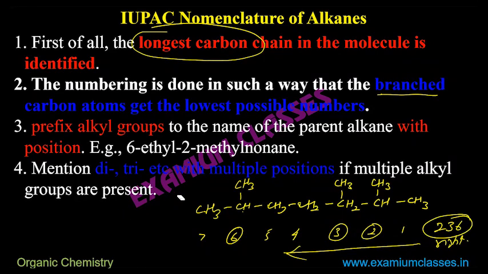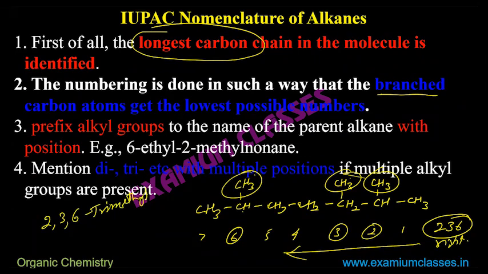Next is prefix alkyl groups. Whatever alkyl groups you have here, you have methyl, methyl, methyl with their positions. So here 2, 3, 6, and then you will say trimethyl. This is the prefix trimethyl. 3 methyls are there with their positions. I have mentioned tri because there are 3 methyl groups.